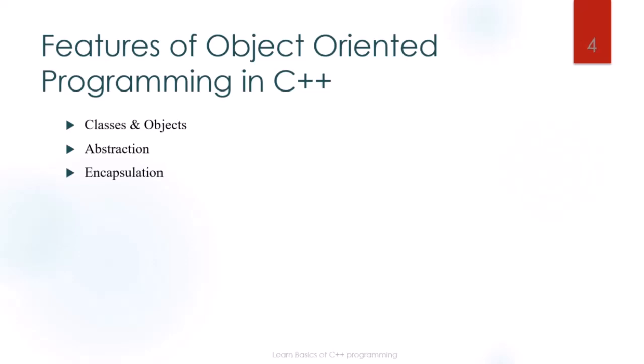Encapsulation. The wrapping up of the data and the functions into a single unit. Data encapsulation is one of the striking features of the class. Inheritance. In this, objects of one class acquire the properties of the objects of another class. This provides code reusability.